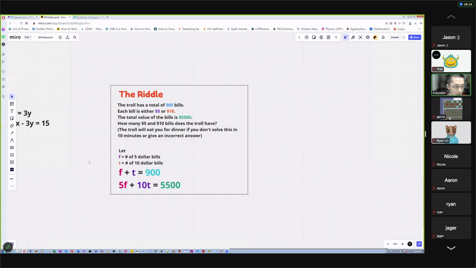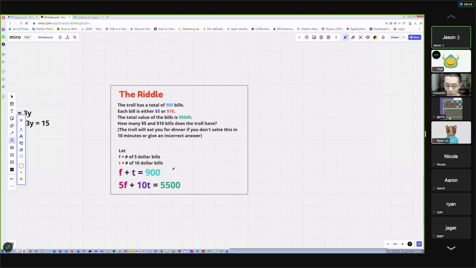Ryan, would you like to help me with how we can use substitution for this problem? I actually don't know. I only know elimination. You only know elimination. Okay, that's good. If you know the answer, you can private message me in the chat. Don't post it publicly just yet. So Jason, any ideas?